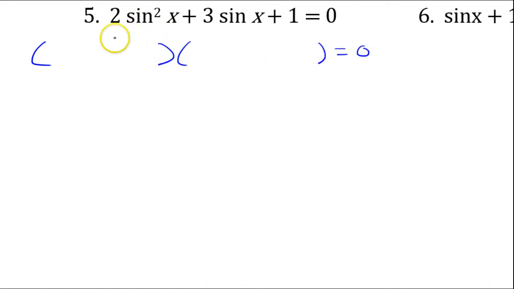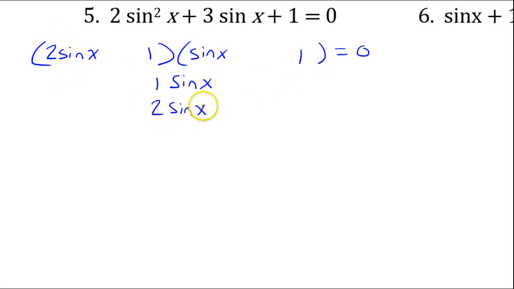So 2 sine squared can only factor as 2 sine x times sine x. 1 can only factor as 1 times 1. Now inner plus outer must equal middle. Inner, I have 1 sine x. Outer, I have 2 sine x. I'm trying to get a middle of 3. I will get a positive 3 if both of these are positive, which means both of these would be positive. And positive 1 times positive 1 is positive 1. So that works out great.